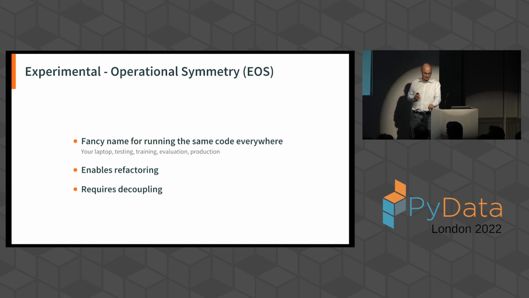So what is EOS? It's Google's fancy name for running the same code everywhere. You can see that in the traditional machine learning lifecycle, when the data scientist and the machine learning engineer are not using the same code, this is the principle that is broken. This enables refactoring. So the same code, where do you run the same code? You run it on your laptop. You run it in testing, training, evaluation, and production. But it's always the same code, and it requires two things. So it enables refactoring, but it requires something called decoupling.